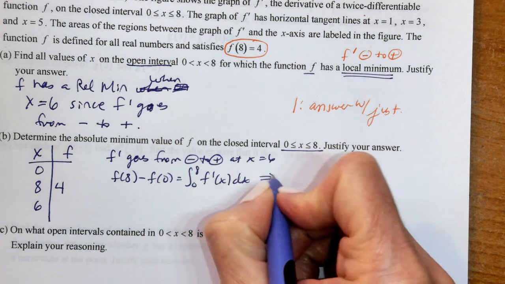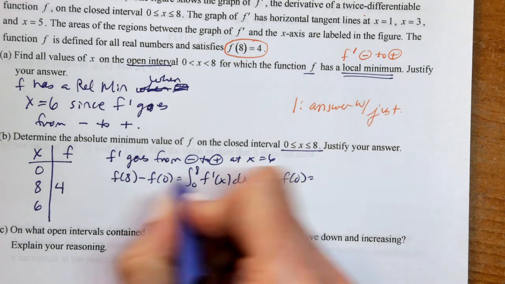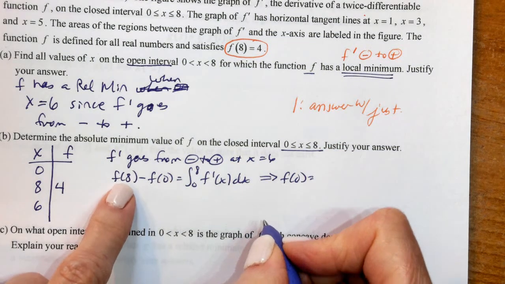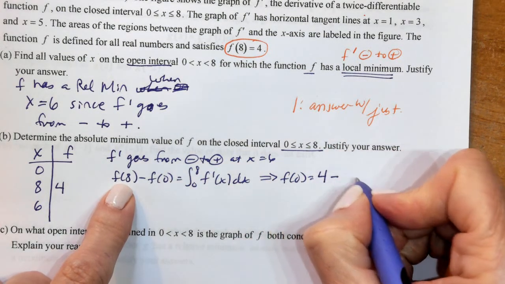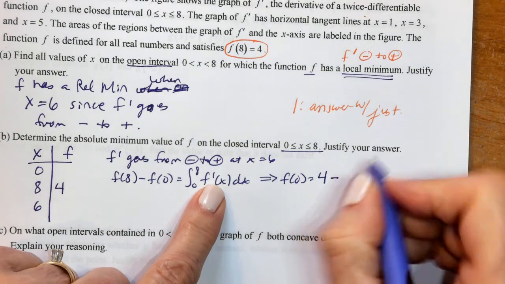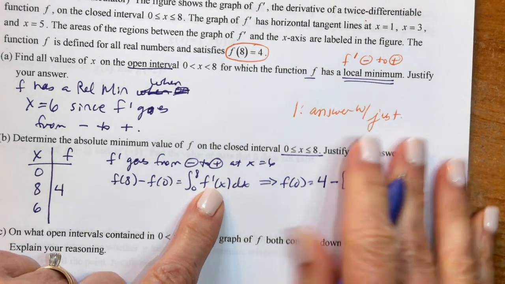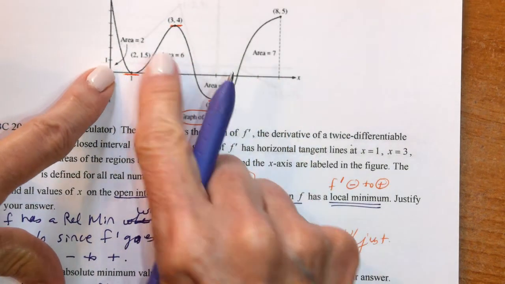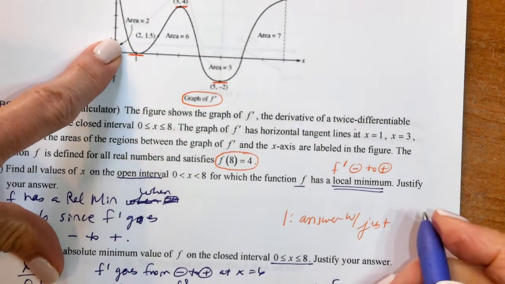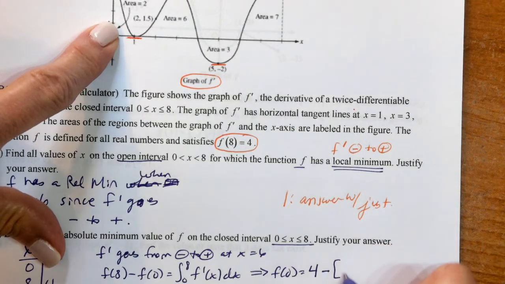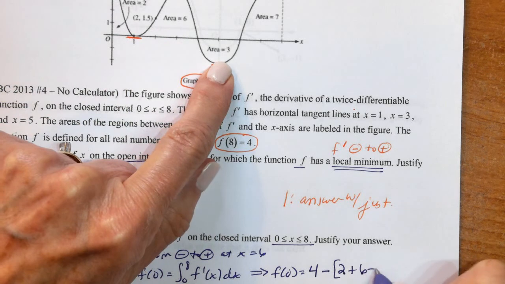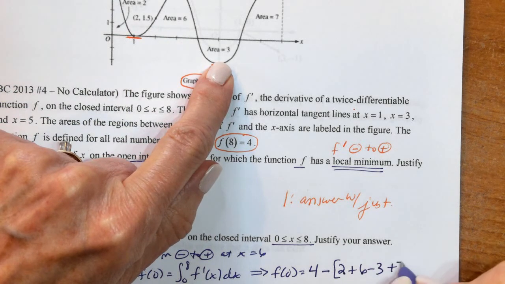which means f of 0, if I take it to the right, it's going to be positive, so I subtract the integral. It will be f of 8 minus the integral from 0 to 8. And from 0 to 8, they gave me these areas. So it'll be 2 plus 6 minus 3, we're below the x-axis, plus 7.